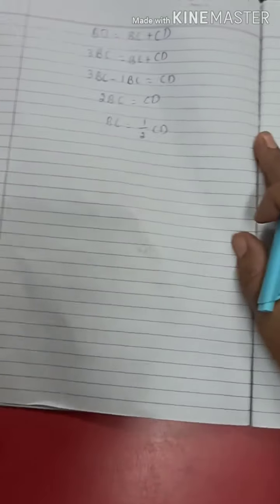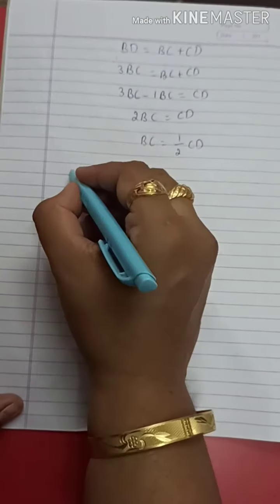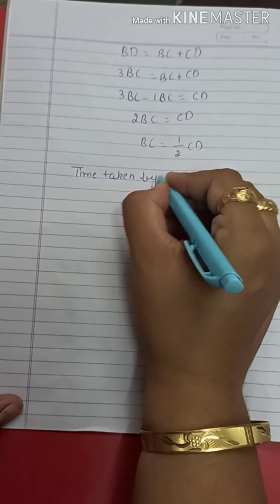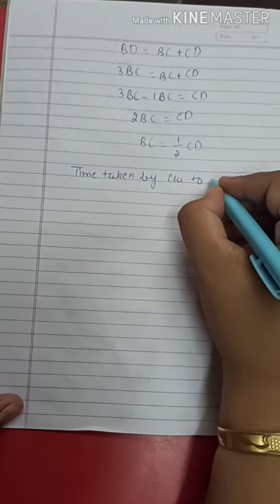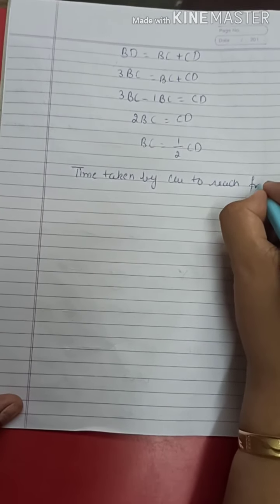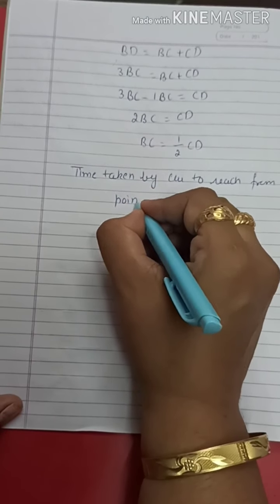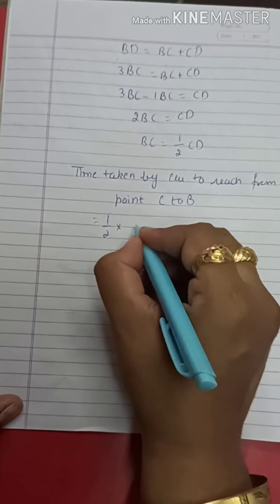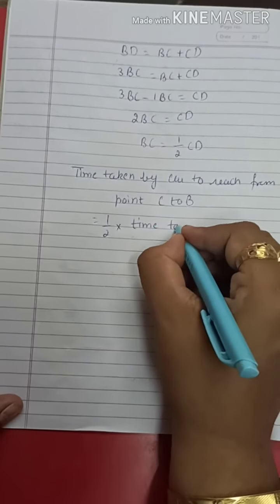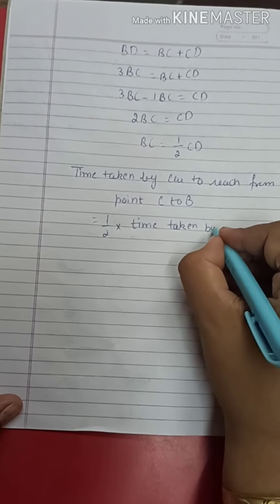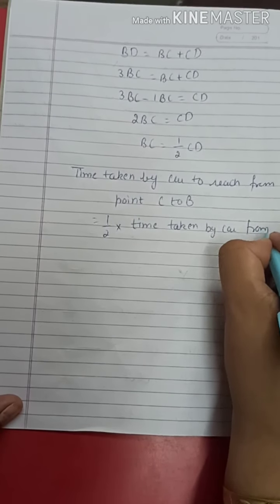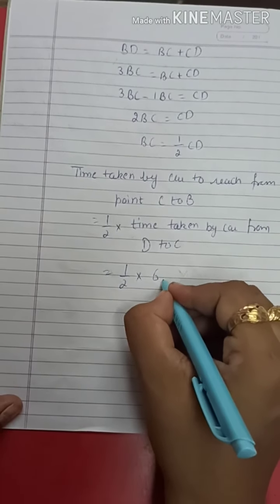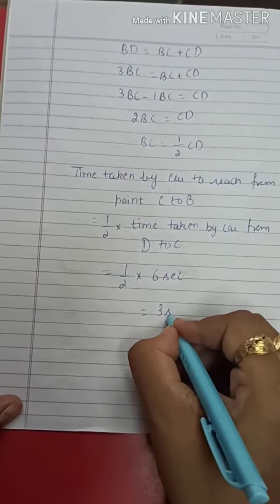So the time taken by the car will also be half. The time taken by the car to reach from point C to B is half multiplied by the time taken by the car from D to C, that is 6 seconds. Half multiplied by 6 seconds, the answer will be 3 seconds.